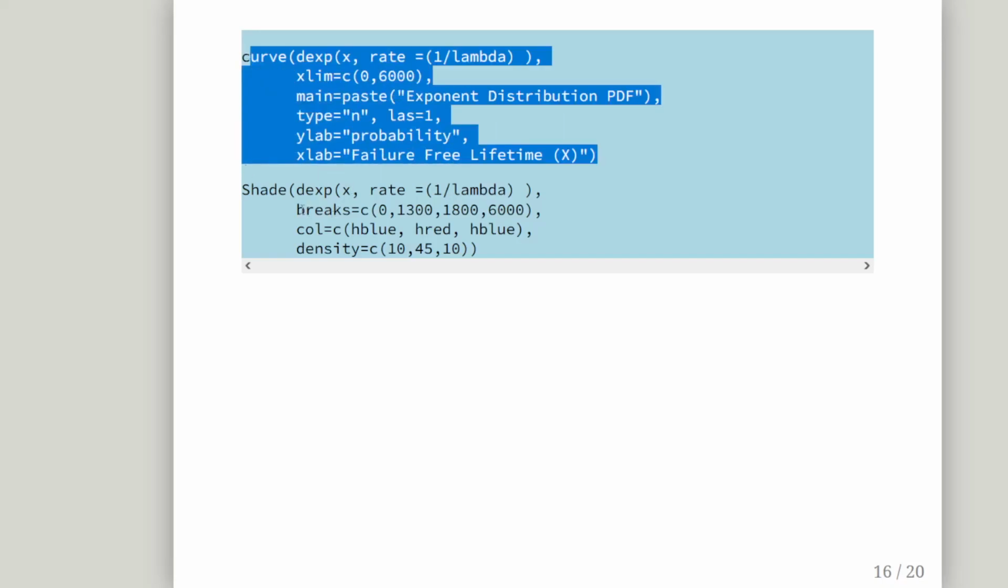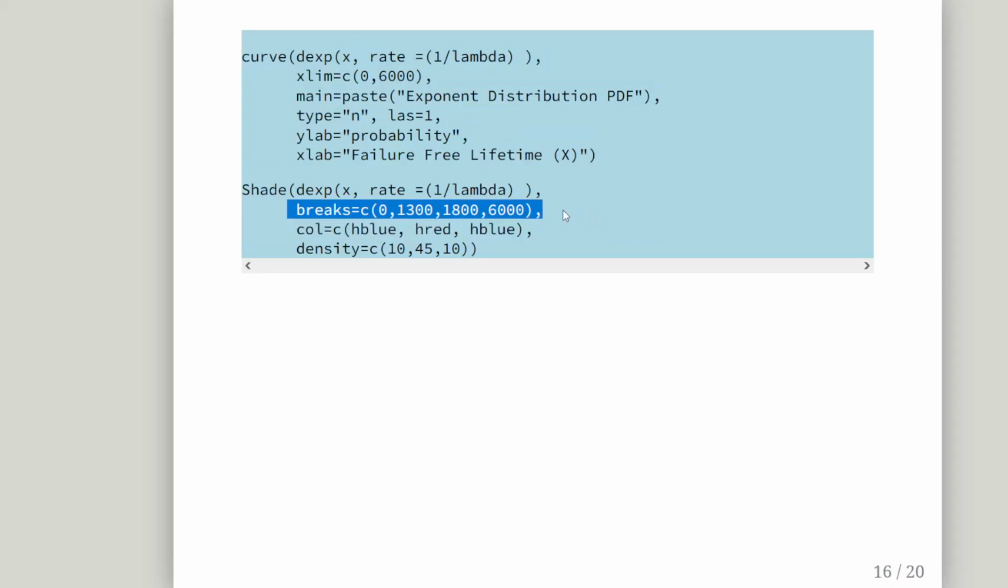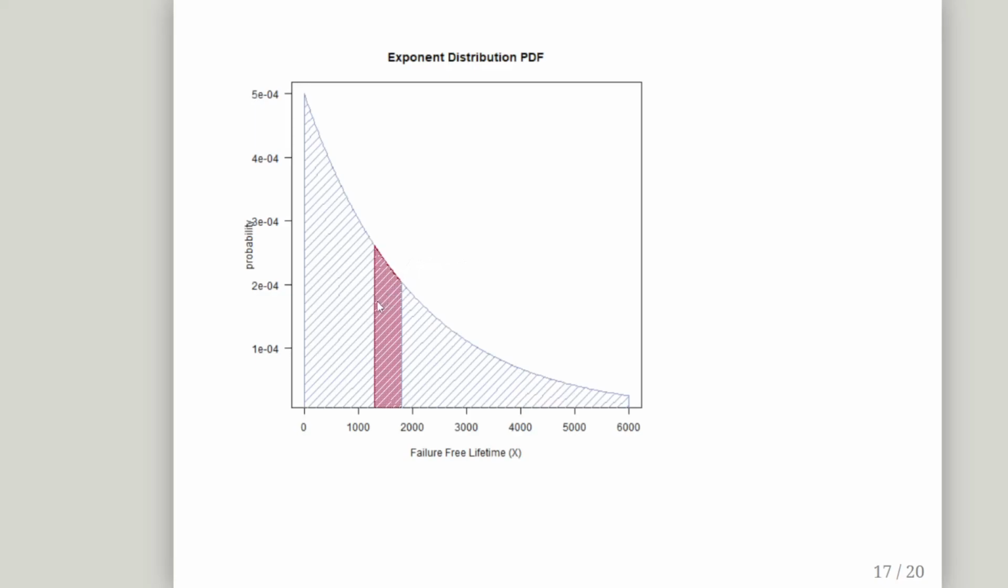This is exactly like what we had before. Here I have three intervals: 0 to 1,300, 1,300 to 1,800, and 1,800 to my arbitrarily selected upper threshold of 6,000. And I have blue, red, blue, and shading density 10, 45, 10. So there we go. That's the probability I'm interested in, this interval here. It's about 11.5%, and that is how we would sketch it. Yep, that's it. We'll leave it there.